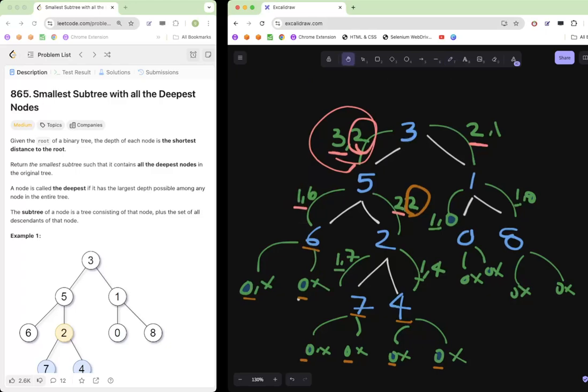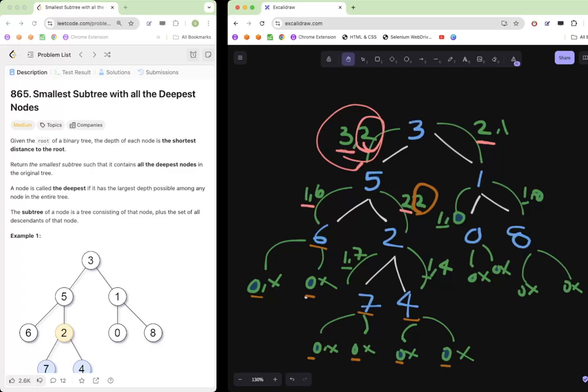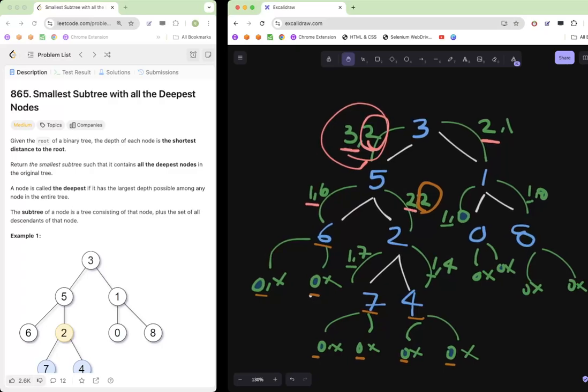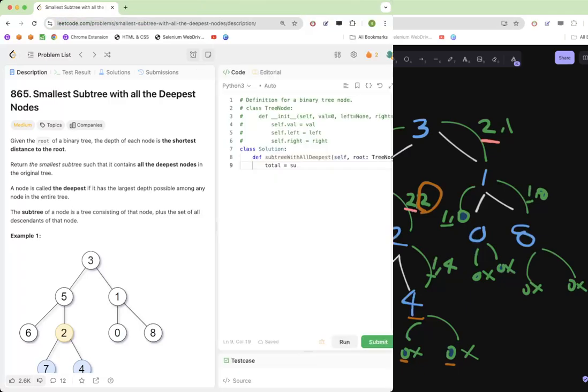So this is one of the situations where I'm not sure if we should have written the code first or gone over this first, but hopefully it makes sense. And then now we can go over the code.